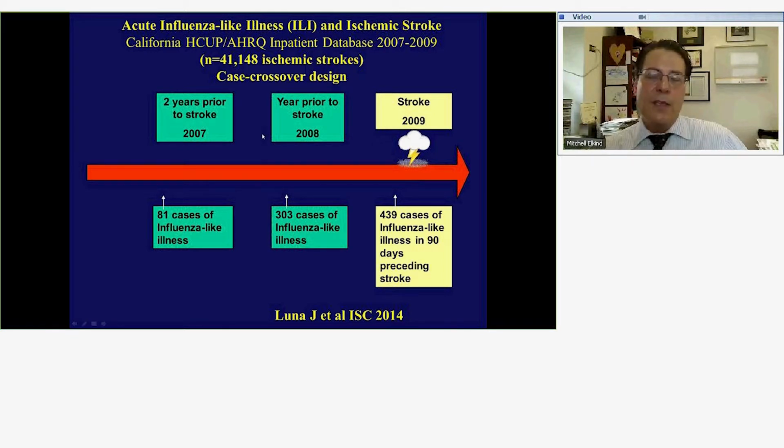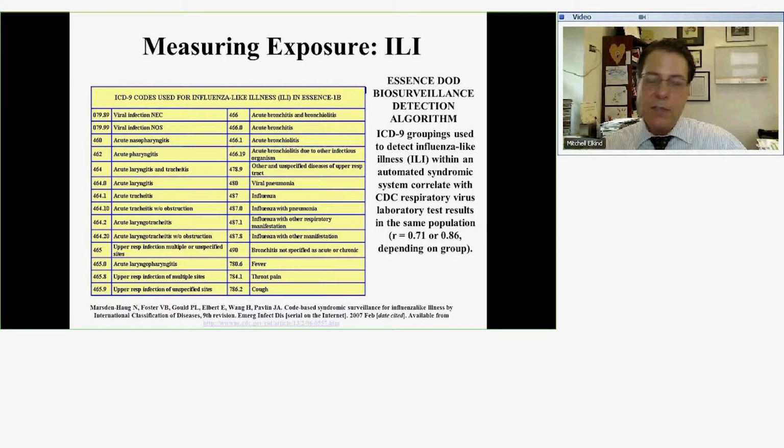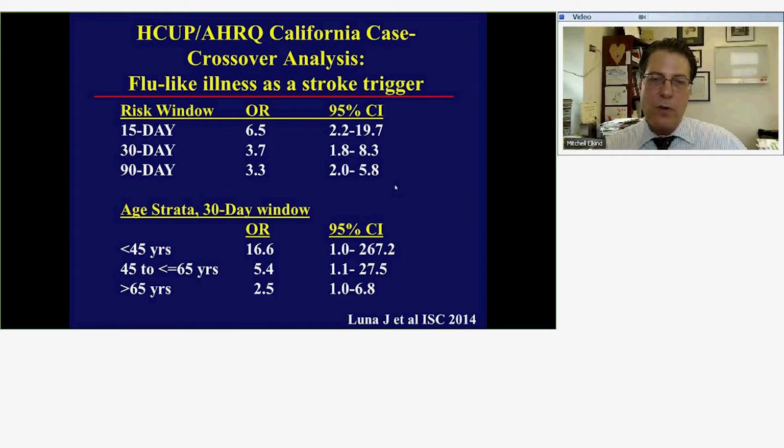Now, one advantage to looking at the California data set that we have here is that this is basically every hospitalization in the state of California. So it's millions and millions of hospitalizations and a total of 41,000 strokes. So the numbers are very large. And this is just the definition of influenza-like illness. It uses all of these different ICD-9 codes here to create this algorithm for the definition.